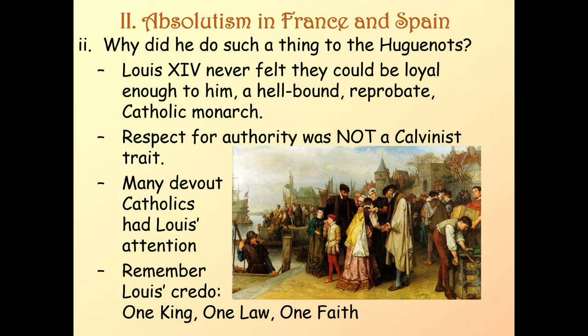So why did he do such a thing to the Huguenots? Louis XIV never felt that they could be loyal enough to him. What is he to the Huguenots? He's a hell-bound, reprobate Catholic monarch. Respect for authority was not a Calvinist trait. They believed they were above authority, especially if that authority was a Catholic. Many devout Catholics had Louis's attention, and remember Louis's credo: one king, one law, one faith.